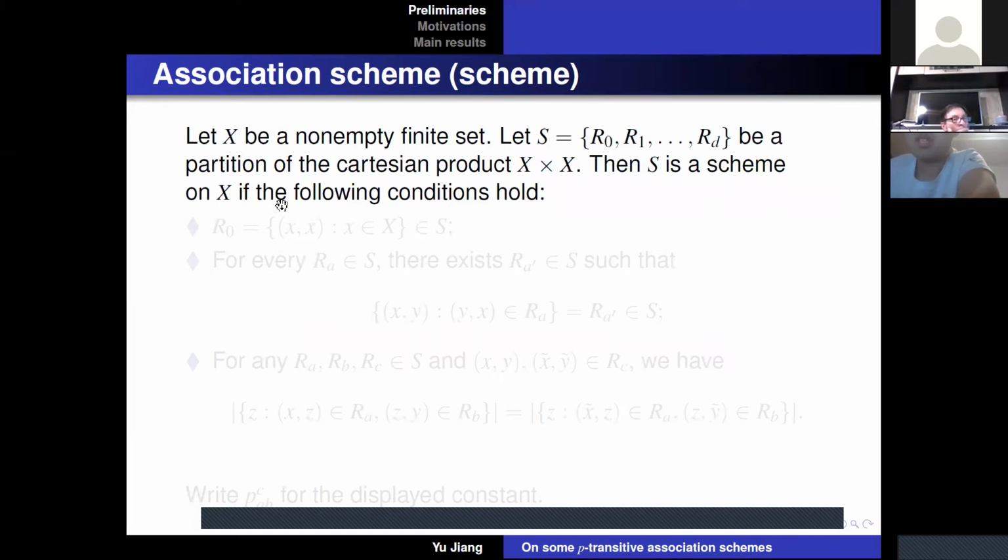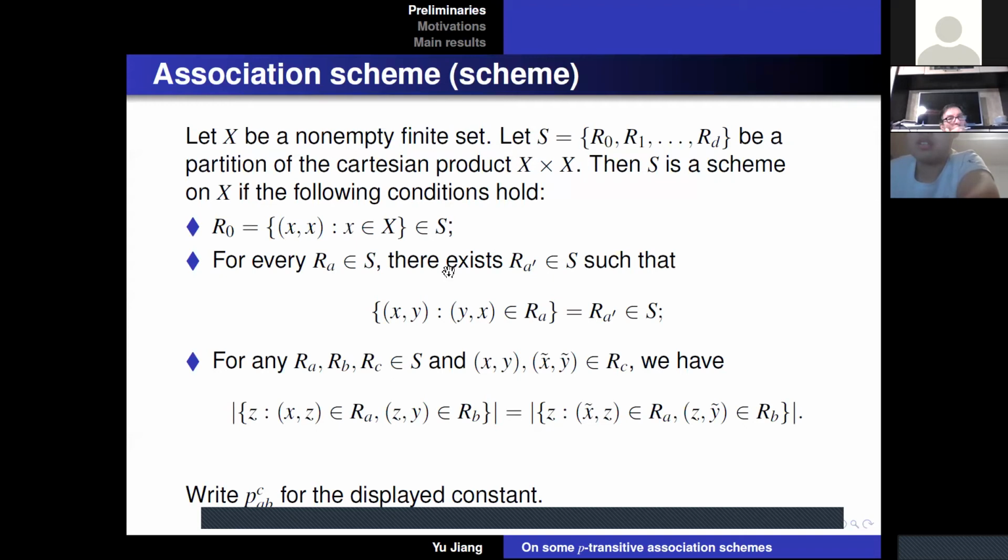So let X be a non-empty finite set. Let S = {R0, R1, ..., Rd} be a partition of the Cartesian product X × X. Then S is a scheme on X if the following conditions hold. We have three conditions. Firstly, the reflexive relation: R0, the set of pairs (x, x) with x in X, is in S. And for every R in S, there exists R' in S such that we have the following equality.